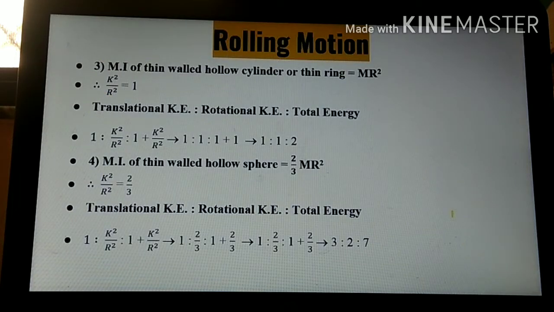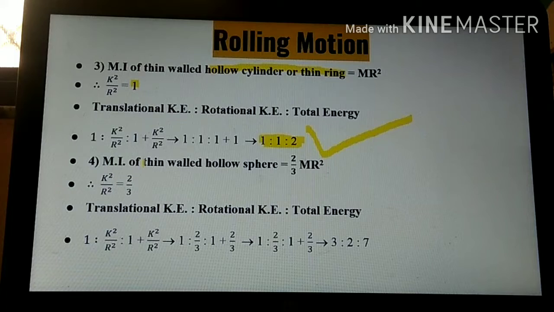Next one, moment of inertia of a thin wall hollow cylinder or a thin ring. Moment of inertia is mr square, so k square upon r square, for numerical value, we are getting as 1. So translational kinetic energy is 1 is to k square upon r square is to 1 plus k square upon r square. So ultimately what we are writing? 1 is to 1, because k square upon r square is only there and its value is 1 only. And over here is k square upon r square, so it is 1 plus 1, that is 2. So we are getting this value as 1:2. This is in one of the MCQs as well, at the back of your textbook.